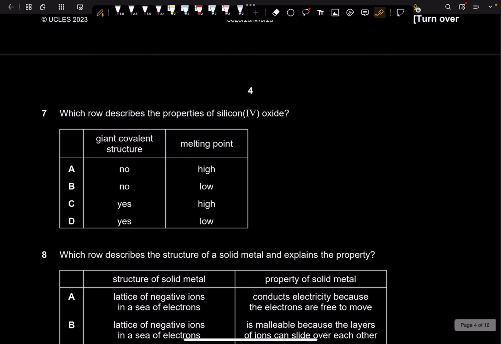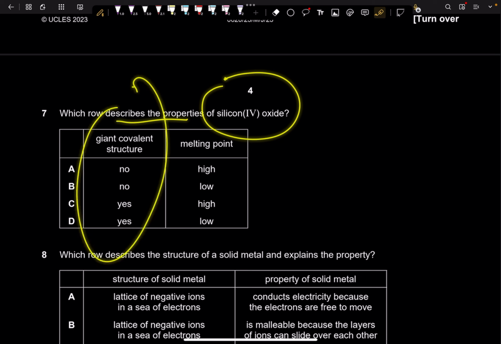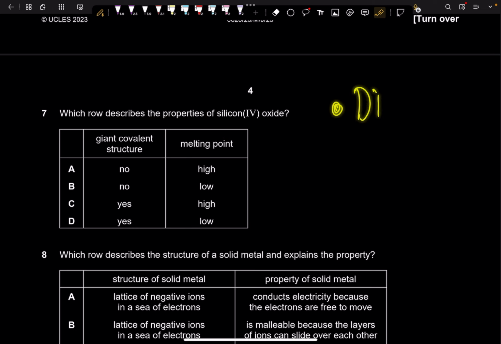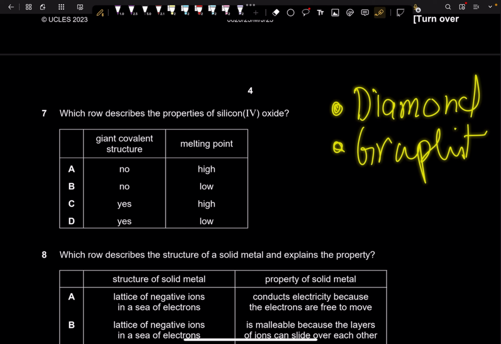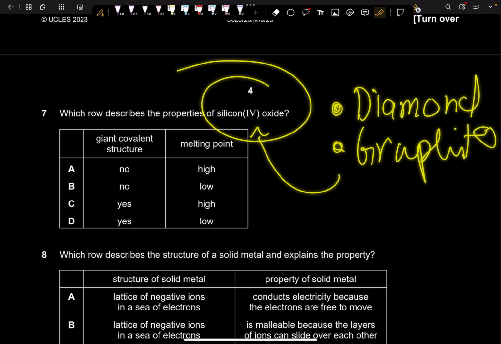Which row describes the property of silicon IV oxide? It's a giant covalent structure. That's correct. You should learn it from the syllabus. You have 3 giant covalent structures in your syllabus. You have diamond, graphite, and then this third one, silicon IV oxide.